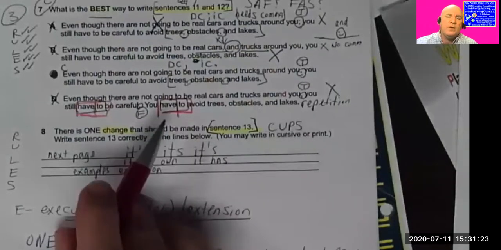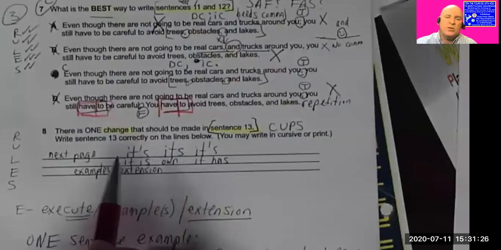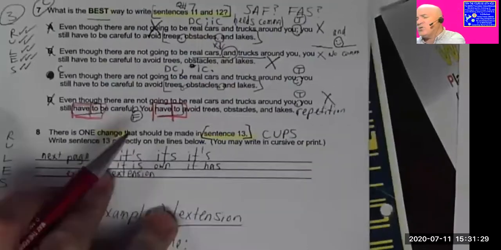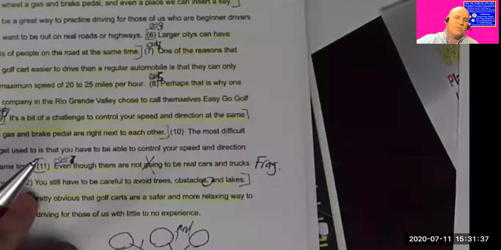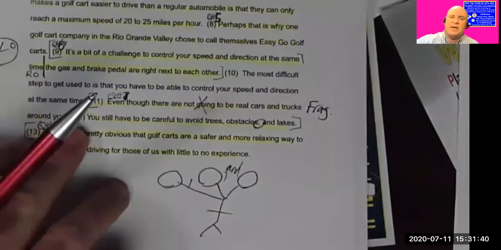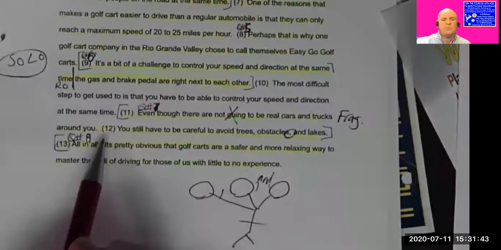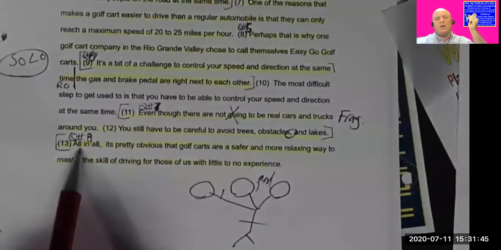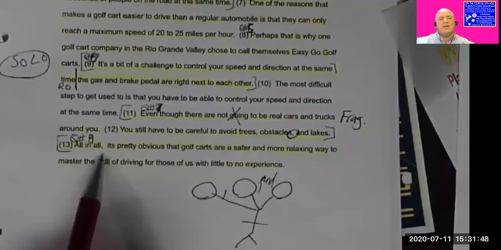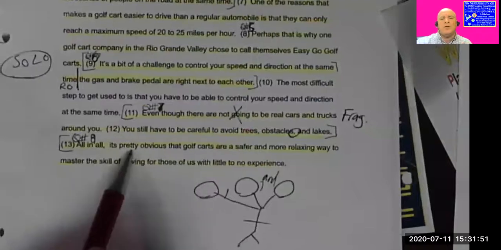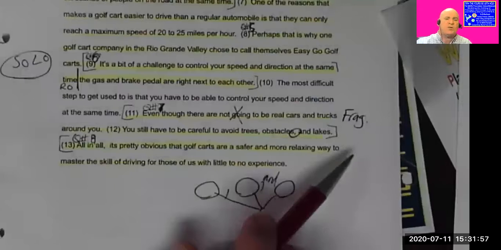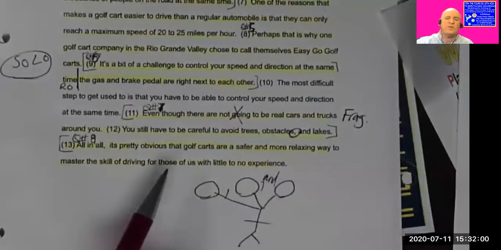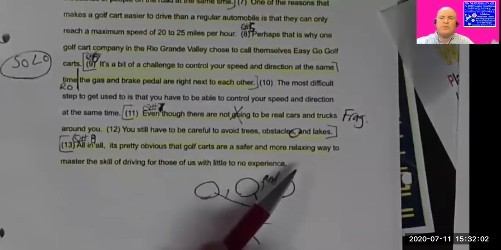Well, it's got the word "it's" used incorrectly. So I'll show it to you briefly in sentence 13. And this is in almost every test in all writing grades, either as a distractor or a correct answer. Capital. All in all, an introductory phrase, it's ownership. Pretty obvious that golf carts are a safer and more relaxing way to master the skill of driving for those of us with little or no experience.